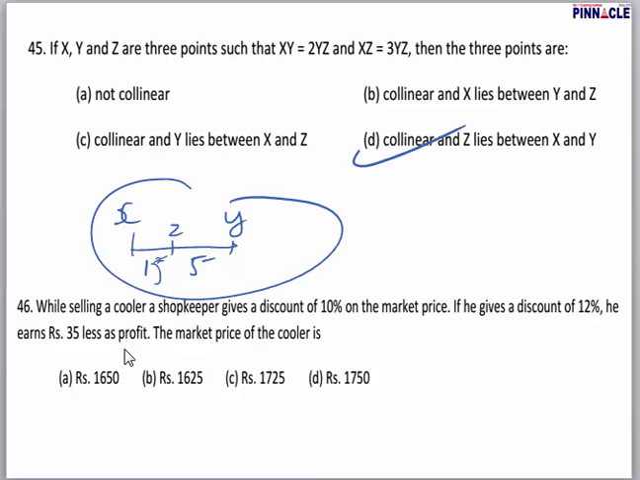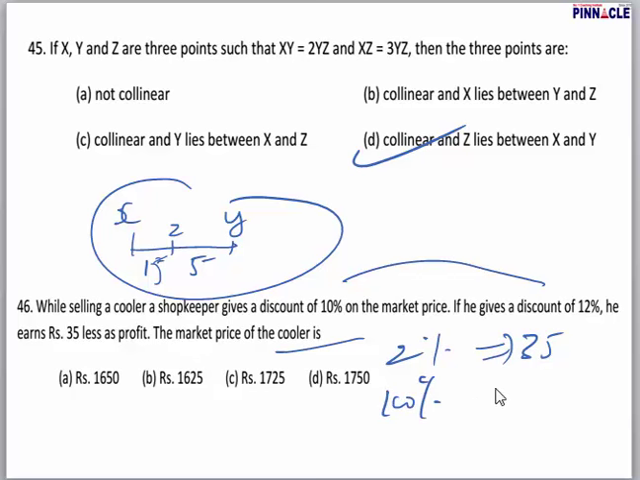While selling a cooler, a shopkeeper gives a discount of 10% on the market price. If he gives a discount of 12%, he earns 35 rupees less as profit. The market price of the cooler is... It means the difference is 2%. If the 2% difference means the profit is less by 35, then if the difference is 100, it will be 50 times.